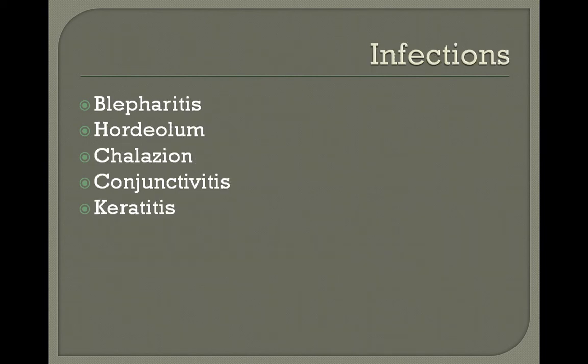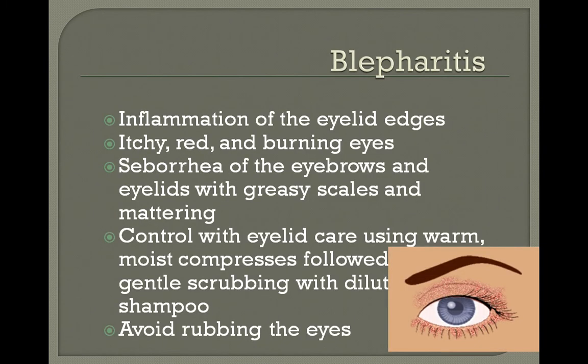And so now that we've done a really brief review of the structures of the internal and external eye, I want to move on and talk about different infections. And so these infections that we're going to discuss, for the most part, they deal with the external eye. Blepharitis is the first one that we'll discuss.